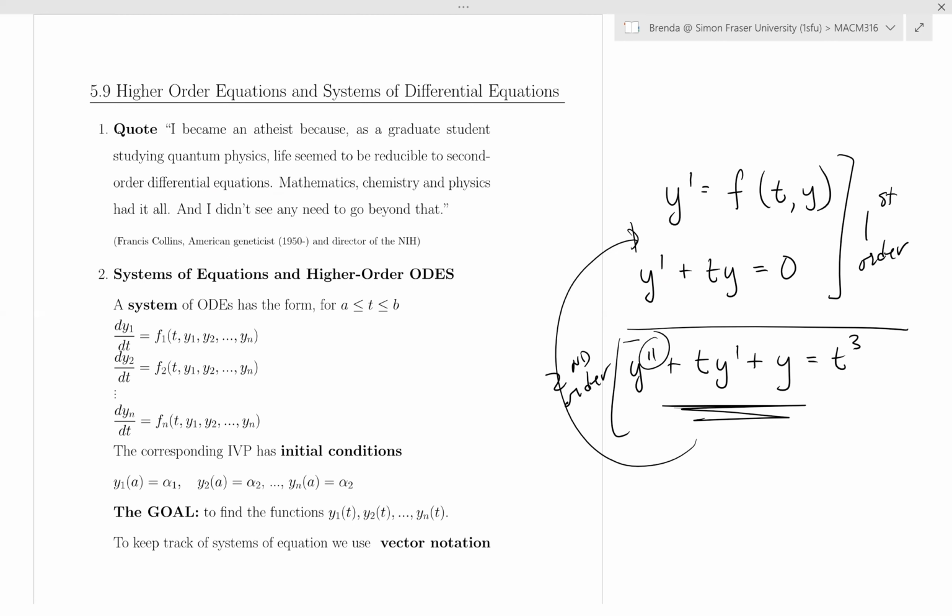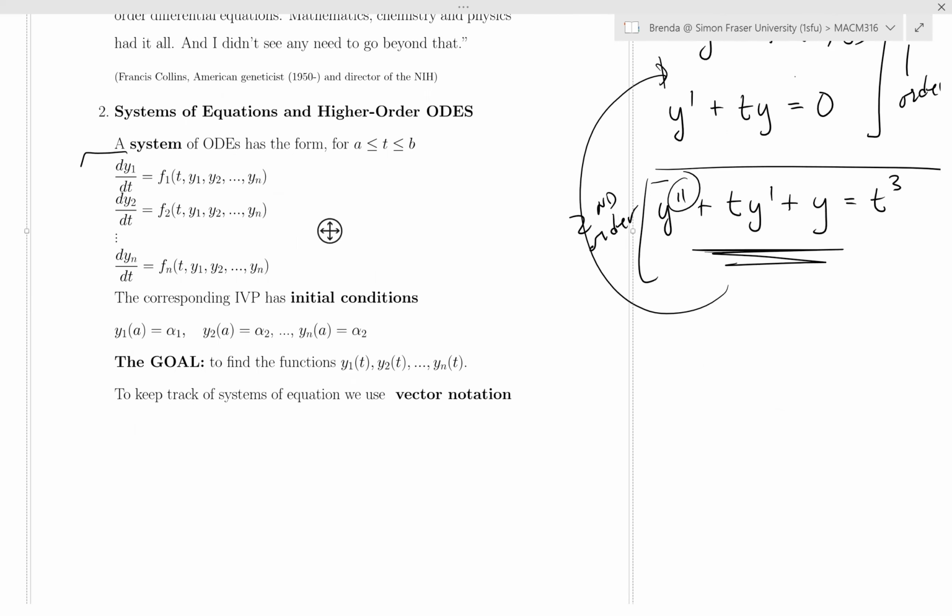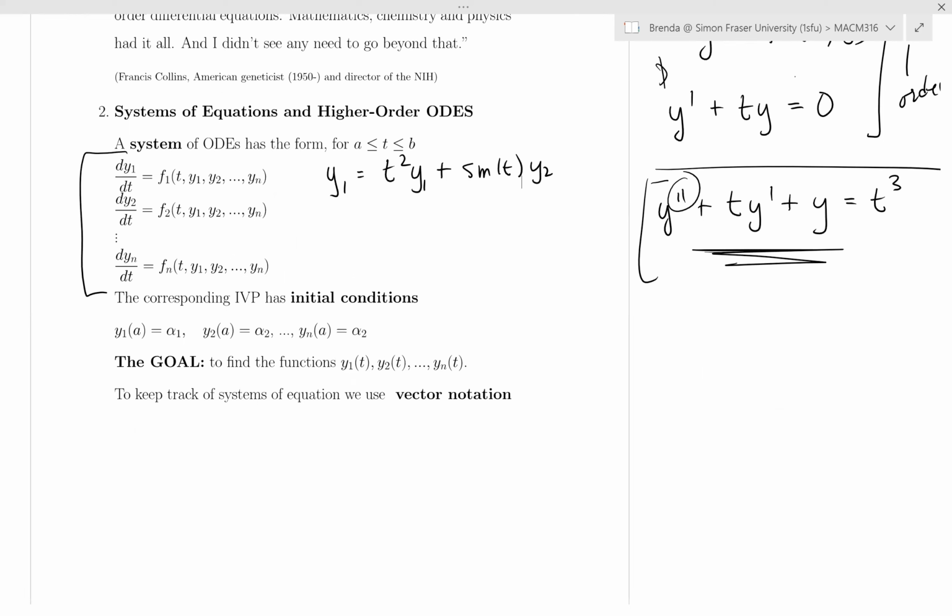First, we're going to take a look at solving a system of first order equations. So we have something like this. Y1 prime, this is just an example, is some function of t and y1, plus y2, plus e to the t y2. Okay, so now instead of y1 prime just being a function of t and y1, it's also a function of y2 and y3.